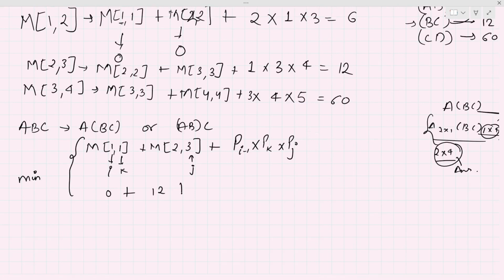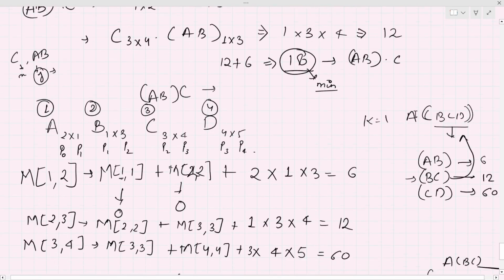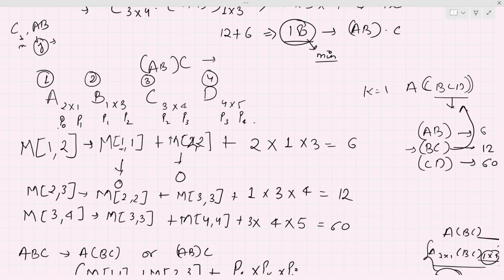0 plus 12 plus, now this is the important thing, I minus 1. What's the value of I? The value of I is 1. 1 minus 1 is P0 multiply, what's the value of K? 1. P1 multiply Pj, what's the value of J? 3. Now whatever the matrix is given, you have to write P0 to the matrix till the end. Basically you have to determine this P.